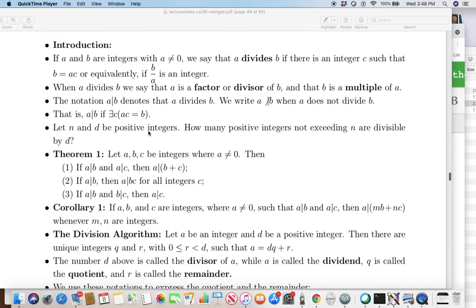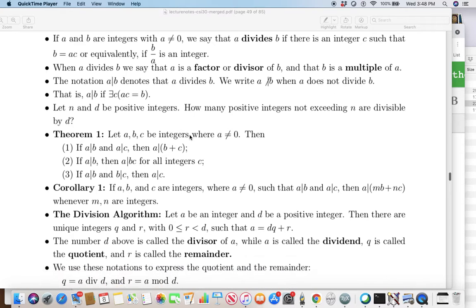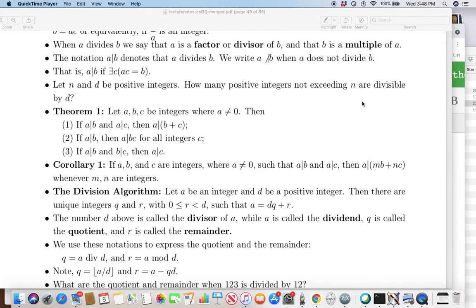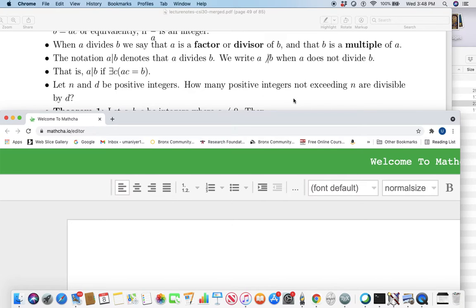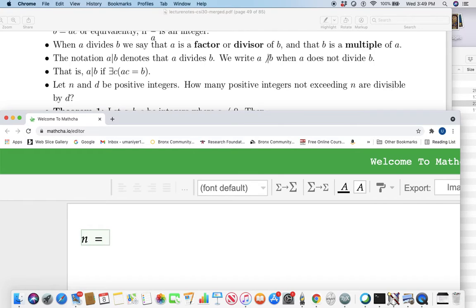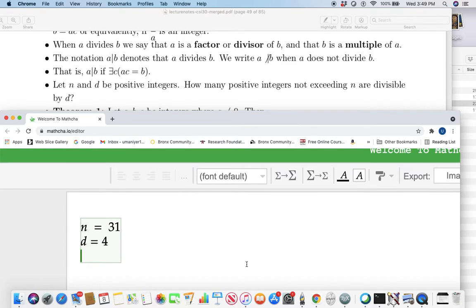Let n and d be positive integers. How many positive integers not exceeding n are divisible by d? What does that even mean? Let's take two integers, n and d, right? So suppose you have n equals, I don't know, 31 and d equals 4. How many positive integers not exceeding n, that is, you're not allowed to cross 31, are divisible by d, right?